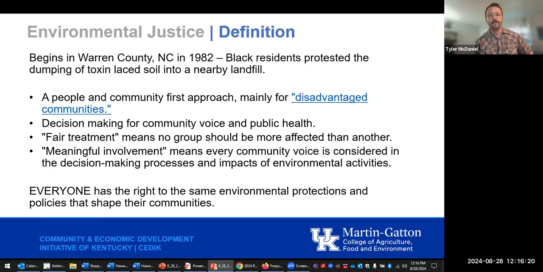So thinking about, how do we involve people who live in a place in the decision-making processes that affect that place? So a couple of those terms to pull out from the previous definition: fair treatment, meaning no group should be more affected than another group. So folks in a low income neighborhood should not bear more environmental burden than folks in a more wealthy, high income neighborhood. And meaningful involvement, once again, that idea that community members should have a voice in the decision-making process and the impacts of these things that will be going on in their neighborhoods.